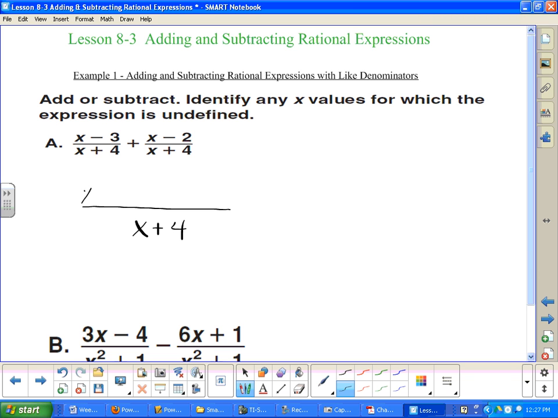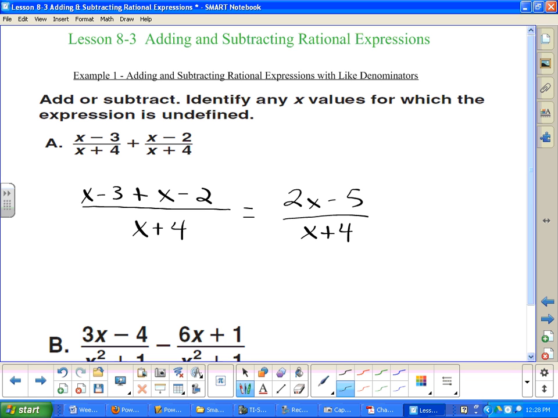And then I'm just going to rewrite this. Since it's a plus sign, if I do plus those things, that means that we're not going to have any sign changes, so I can just rewrite it. So here we get 2x minus 5 over x plus 4.